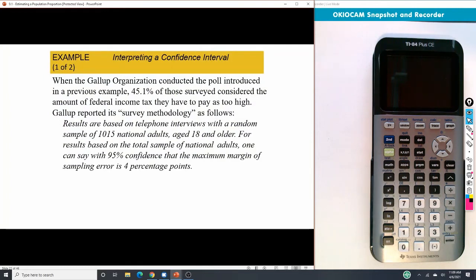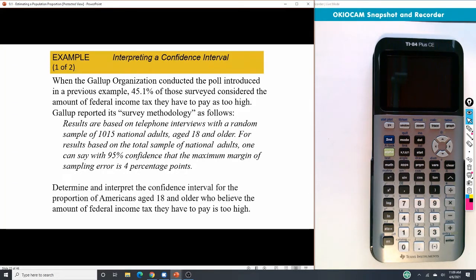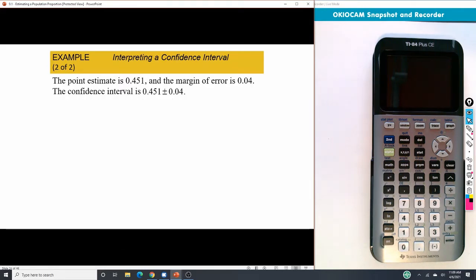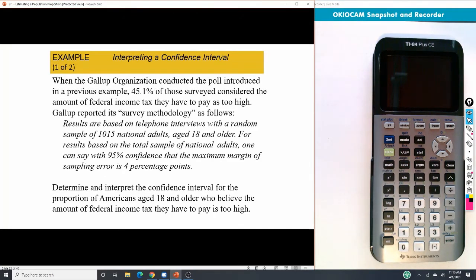All right, so let's kind of take those things. So again, looking back at that poll from Gallup, we had 1,015 adults that were sampled, and we can say that we have a 95% confidence level that the maximum margin of error is 4 percentage points. All right, so what does all of that mean? All right, so our point estimate we determined earlier was 0.451 when we were doing those. Now again, we got that as well right up here. We can see these pieces. So our point estimate was 45.1%.